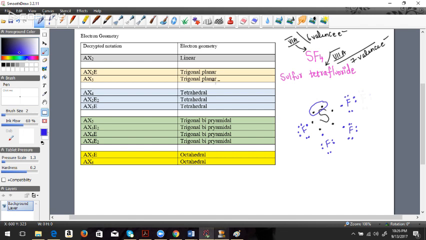So let's go get another color and connect these bonds. So a blue and a black, blue and a black, blue and a black, blue and a black, right? So that leaves us with AX4E, right? Now keep in mind with electron pair geometry, right?